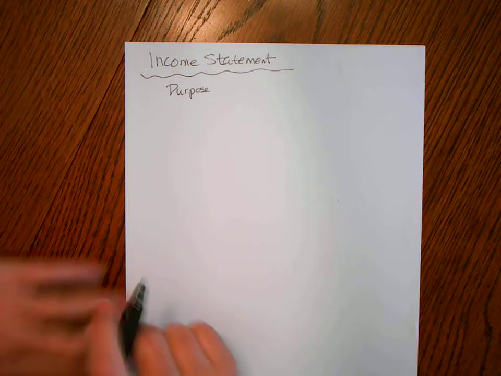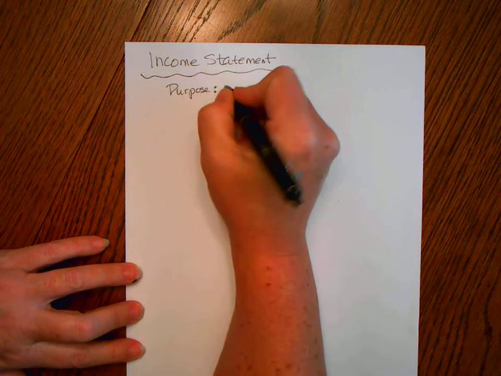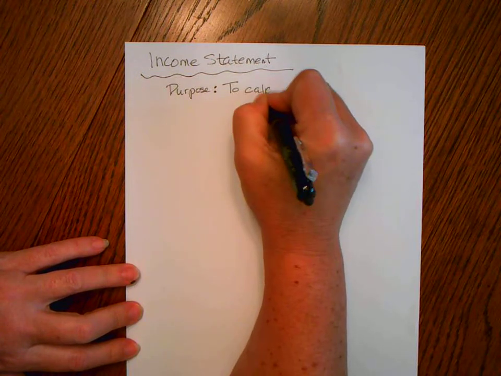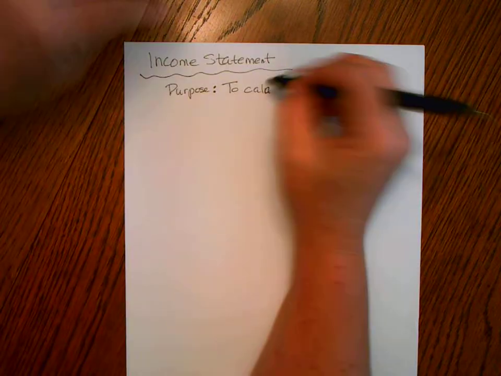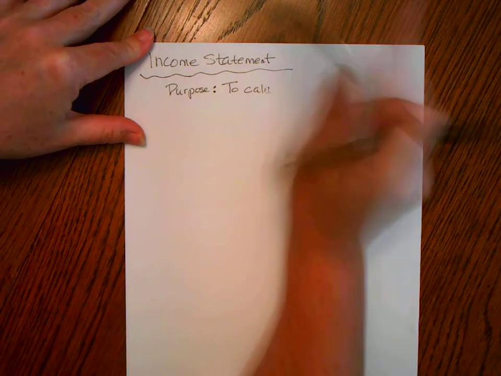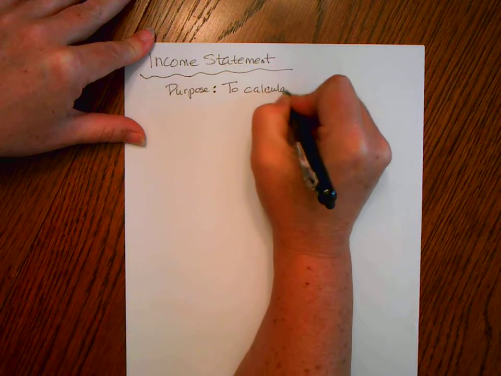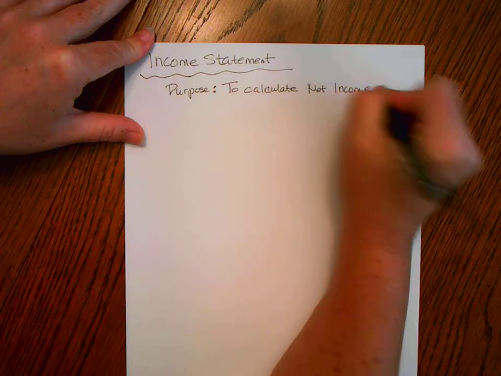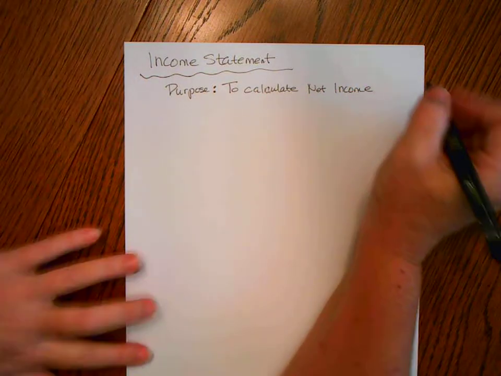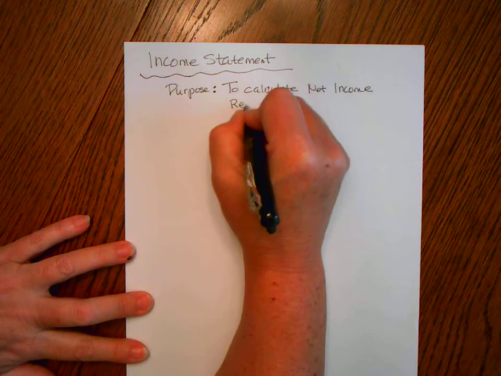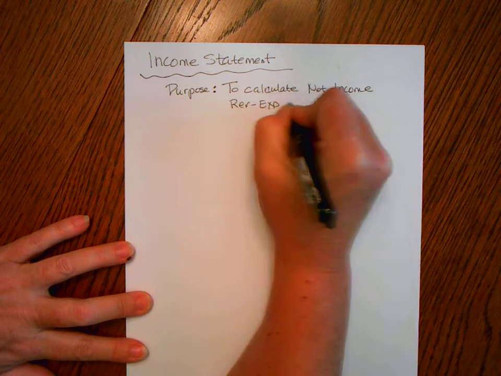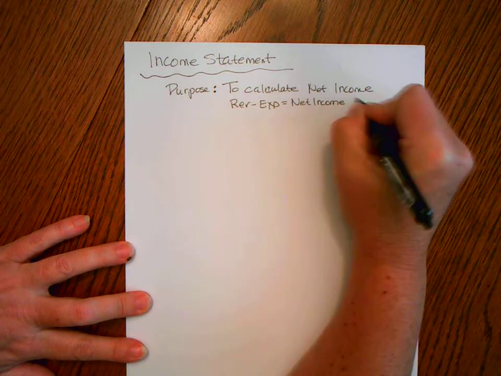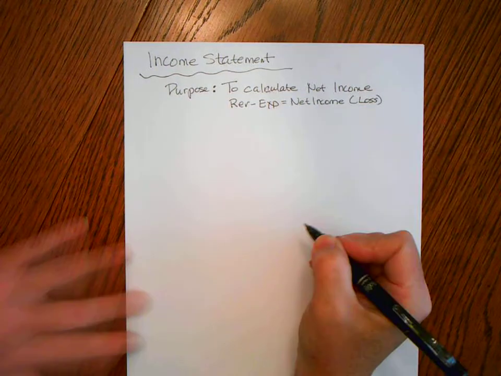So the main purpose of an income statement is to calculate net income. And net income basically is revenue minus expenses. And this was hopefully be net income. It could be a net loss. We hope not, but it happens.